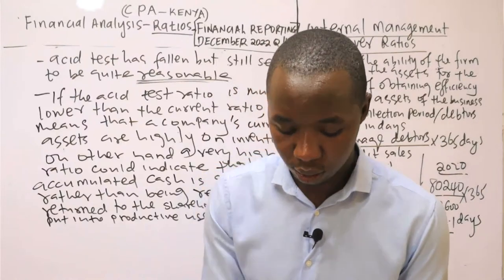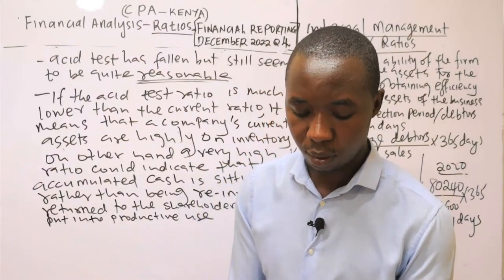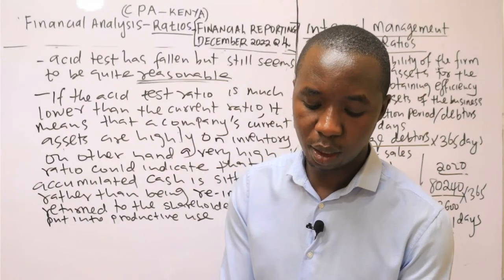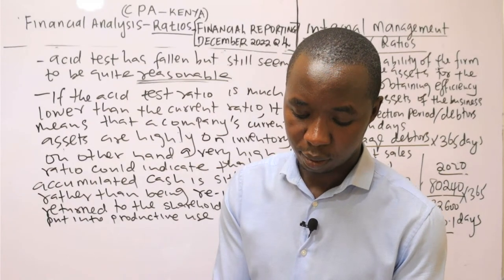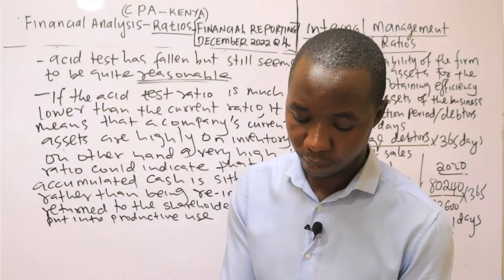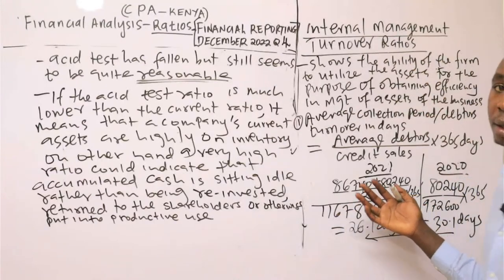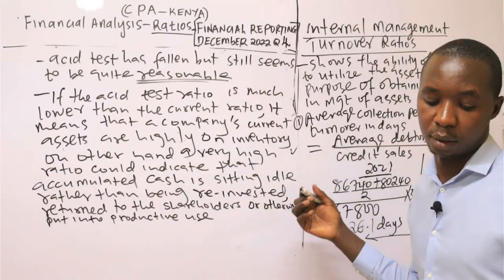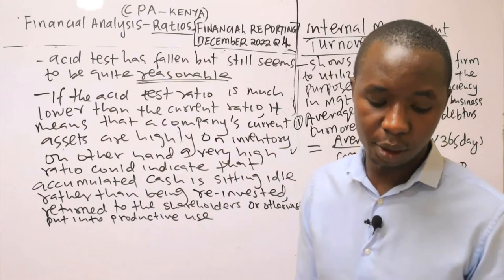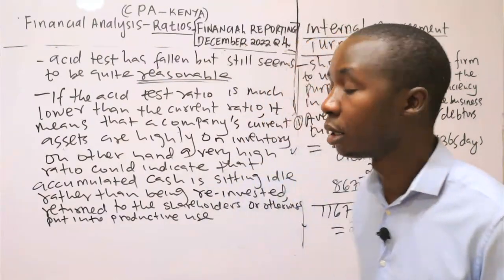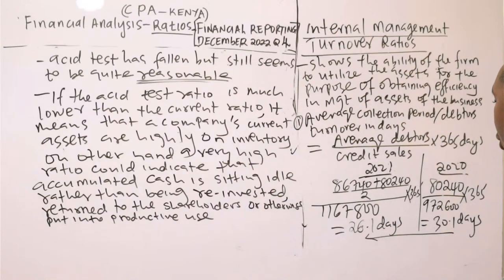So remember that these days decreased, the days of collecting our debts decreased from 2020 to 2021. So what does that show? Is that good to the company? Because obviously, what do debtors show? The number of times average debtors have been converted into cash during the year. So the days have reduced from 30 days in 2020 to 26 days in 2021.